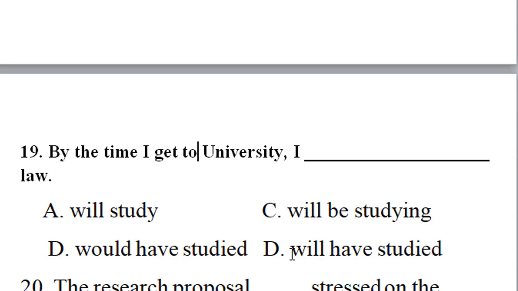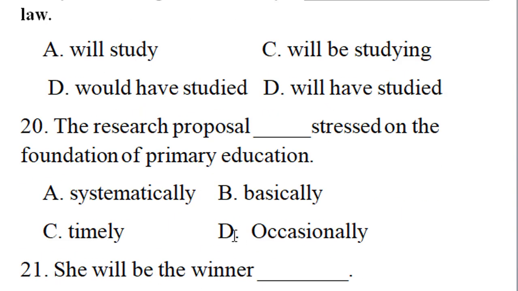So the answer is future perfect, will have studied law. Not would have studied, because that one is not complete for the question here. By the time I get to university, I'll have studied law. This is my specific time. By the coming 2017, it makes the situation present, so I'll have studied law. I'll be studying law is not the answer. The answer should be D, exactly.